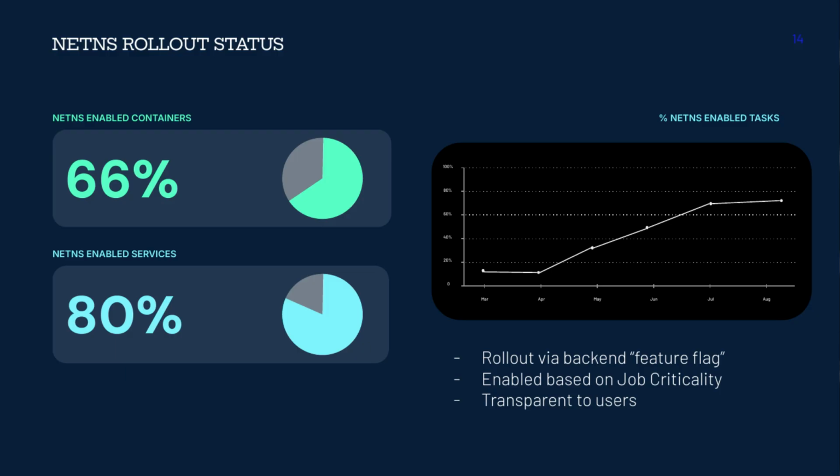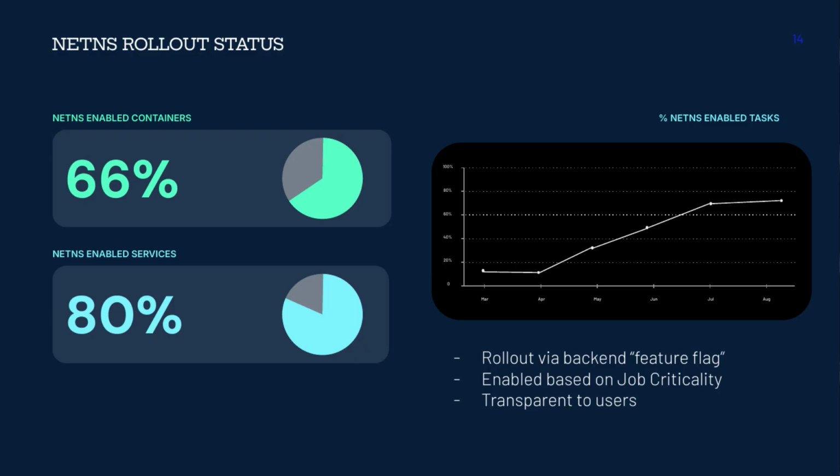As I was saying, for the network namespace at this point, we have enabled about 66%. The way that we roll this out is via a feature flag. As I mentioned, there's no work for the tasks to do. We turn this on in the back end, and next time they restart their task, they will just start using Netkit. We have it rolled out based on the criticality of the job. So when we say 66% of the tasks, we started with the less critical tasks.